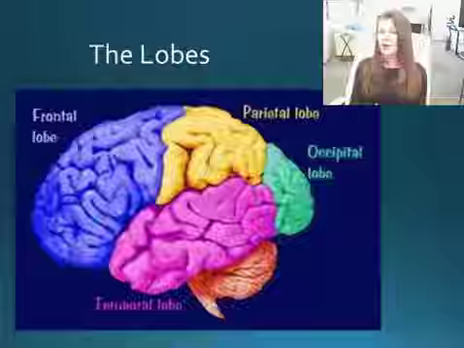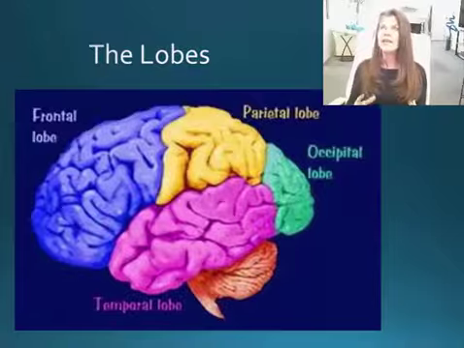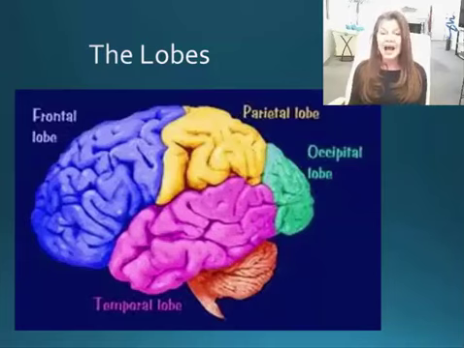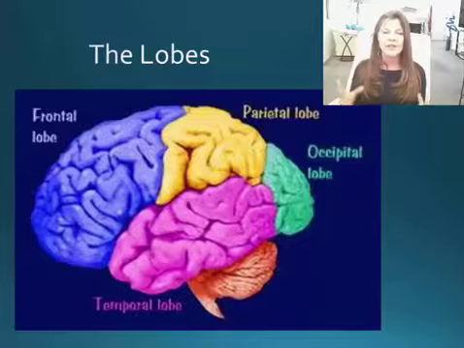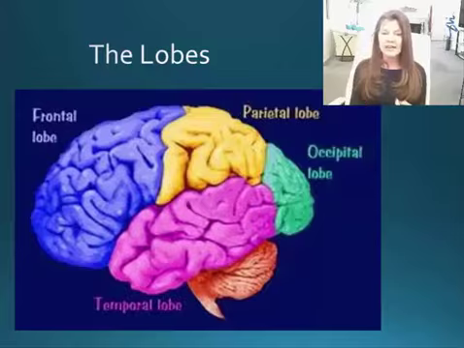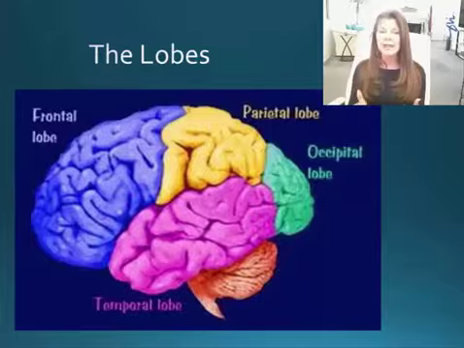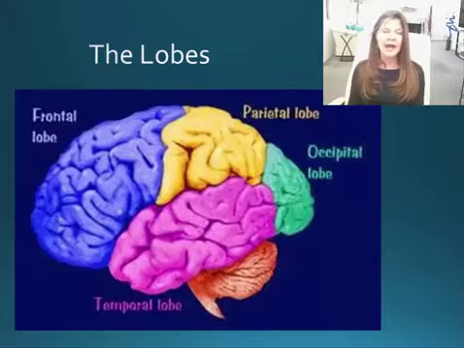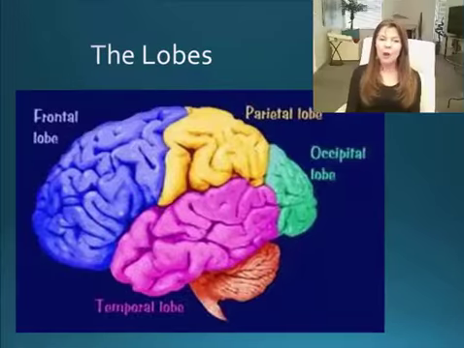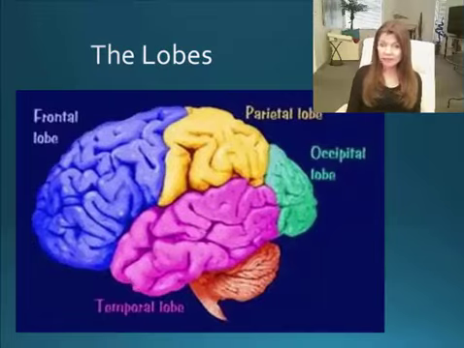Damage to this lobe can cause visual problems such as difficulty recognizing objects, identifying colors, recognizing words, and even, if it is extensive enough, complete blindness. This is called cortical blindness, meaning there is nothing wrong with the equipment of the eyes. The problems are in the occipital lobe. So the parietal lobe processes touch and the occipital lobe vision.